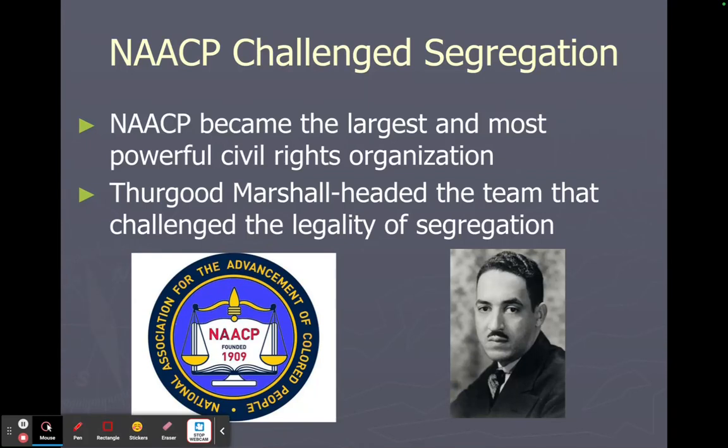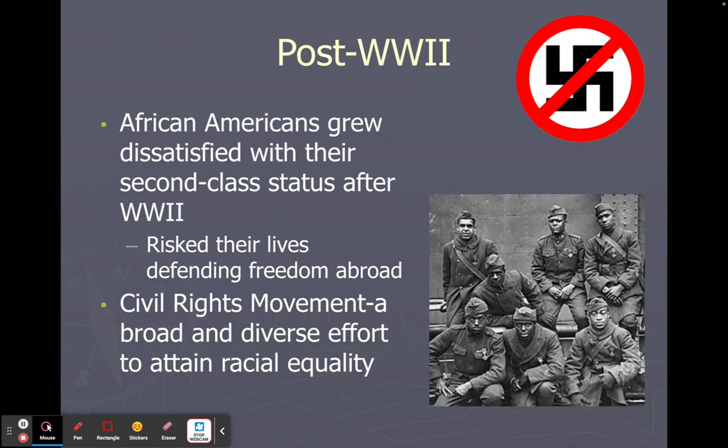So how does the NAACP challenge segregation? They became the largest and most powerful civil rights organization. The most famous name from the NAACP was Thurgood Marshall. He headed a team that challenged the legality of segregation. He was a lawyer that would take on a lot of these court cases. Later on, he'll become the first African American to be chosen to be on the Supreme Court.